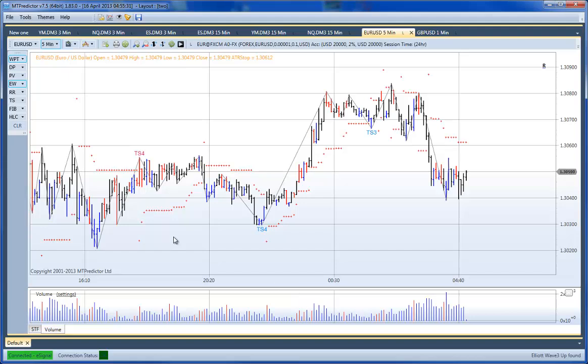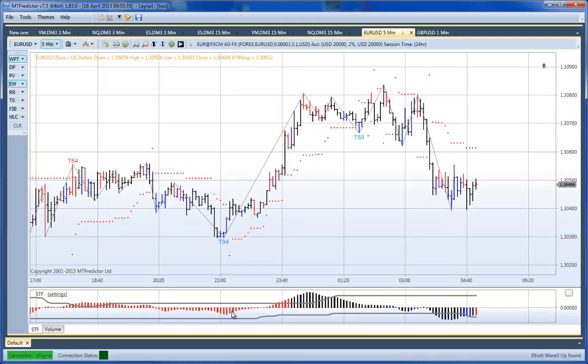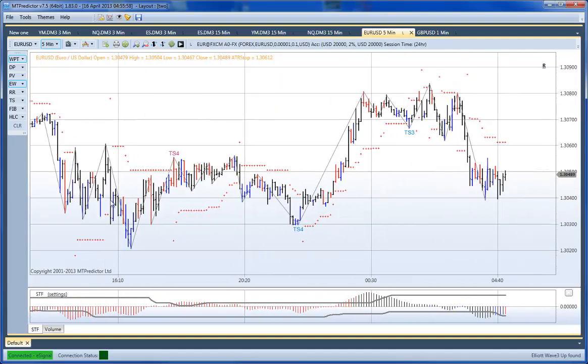So with eSignal data. First and foremost, you can see that the STF color is actually red. So for amateur traders or the new traders for MTPredictor, you wouldn't be taking these trade setups because they're against our STF color. However, the Holy Grail trade setup is an advanced trade setup that we teach you how to identify in our training webinars. So what are the main parts of the Holy Grail trade setup?